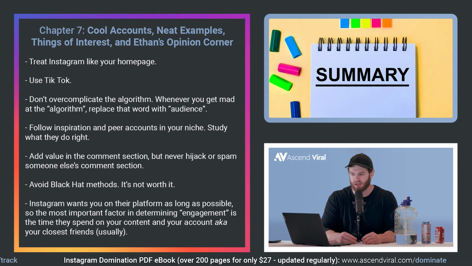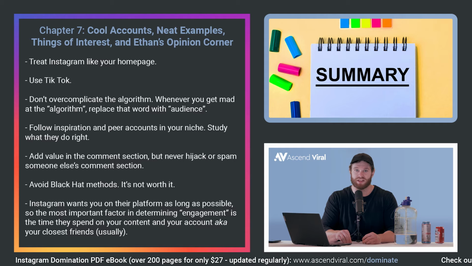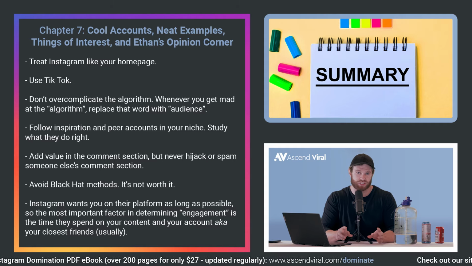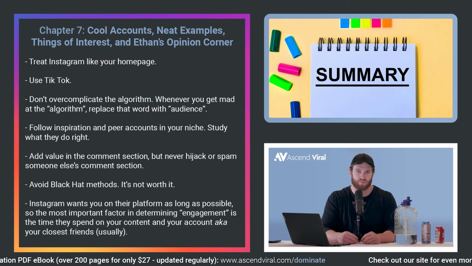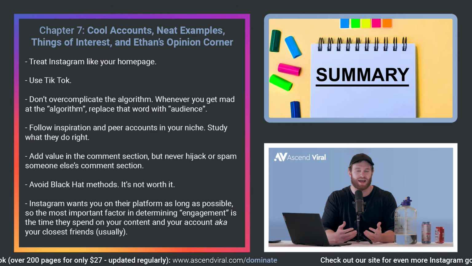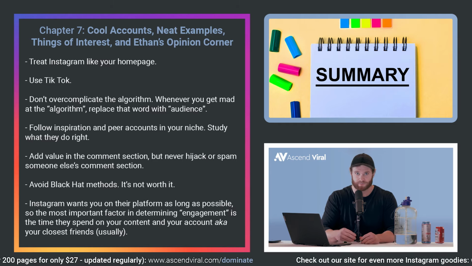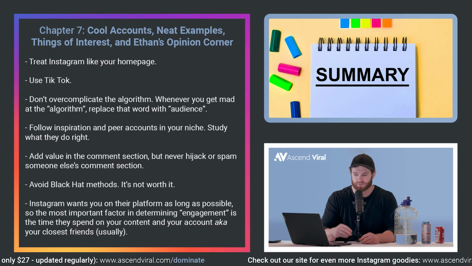Don't overcomplicate the algorithm. It's basically just going to put the most engaging content in front of the people who they think want to see it. There are no tricks or secrets to make your content more fit for the algorithm. It's completely and purely related to how your audience reacts to it and how engaging your content is. Whenever you get mad at the algorithm, replace the word with audience.